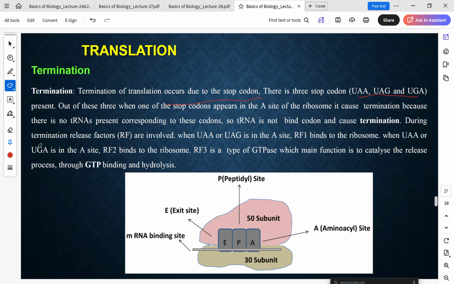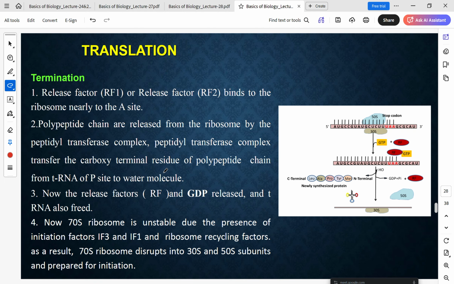During this process, termination release factors are involved, which bind to the ribosomal machinery. RF1 binds to the ribosome when UAA or UAG is in the A site. RF2 binds to the ribosome when UAA or UGA is in the A site. RF3's main function is to catalyze the release process through GTP binding and hydrolysis. So for the termination process, RF1 or RF2 binds to the ribosome near the A site.